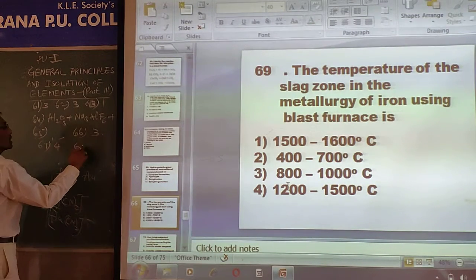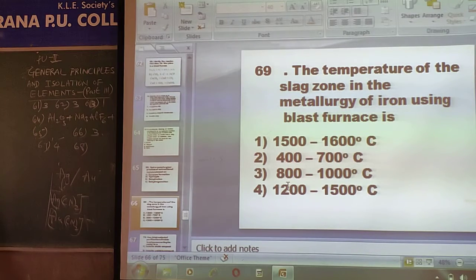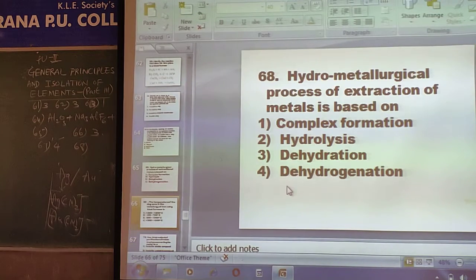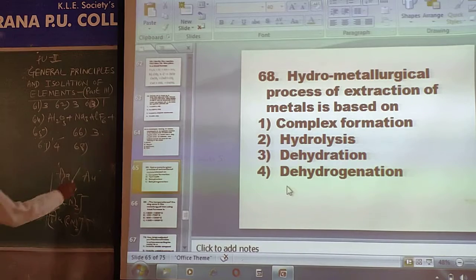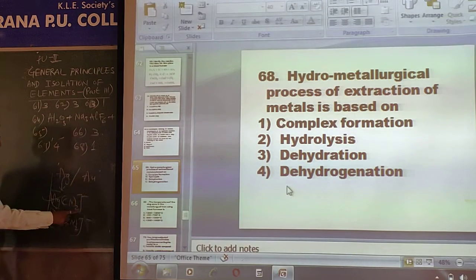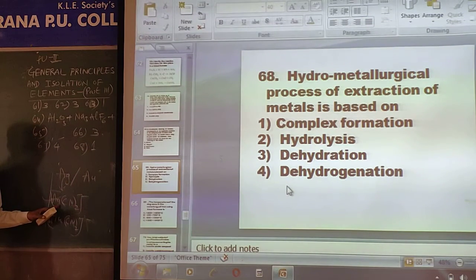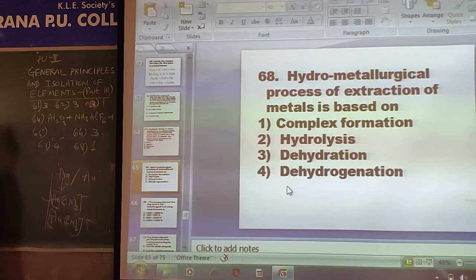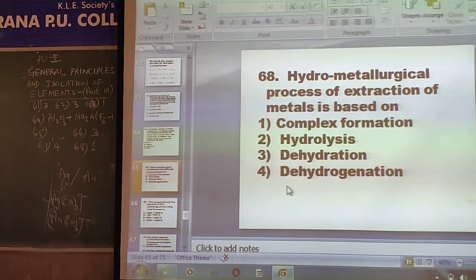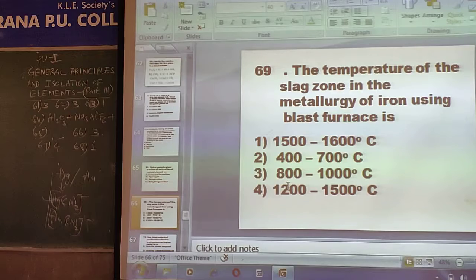What is the correct answer? 68. The answer is hydrometallurgy. First one, complex formation. What is the complex? Dicyanosilverate(I) and dicyanoaurate(I). Argentate(I), aurate(I). Right.